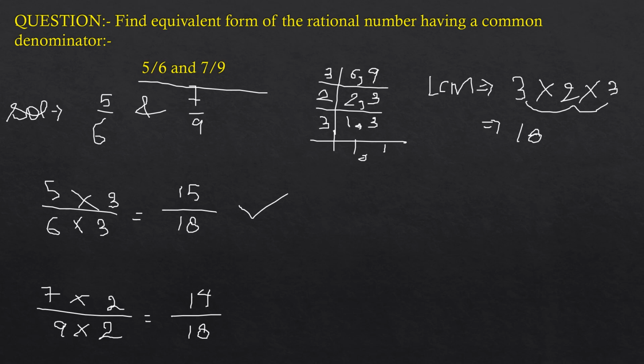Therefore, now both the rational numbers have a common denominator as asked in the question. These are the equivalent forms.